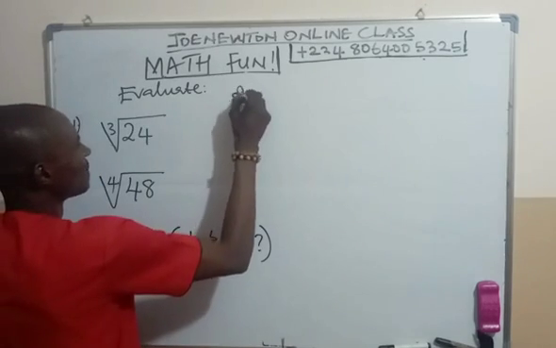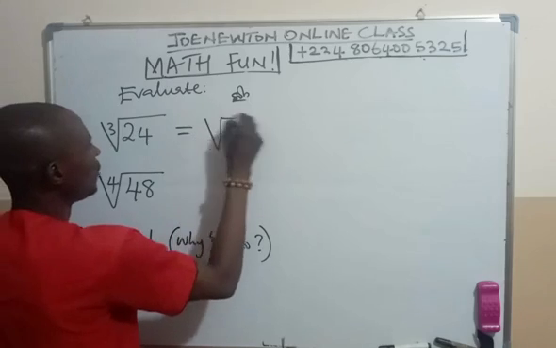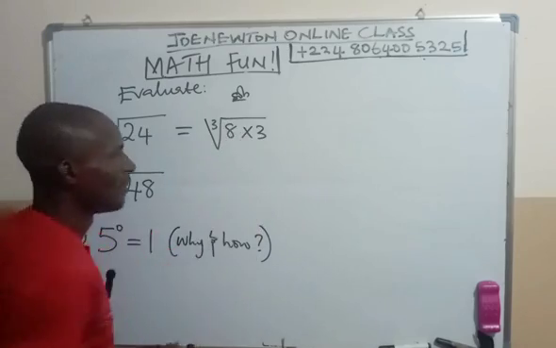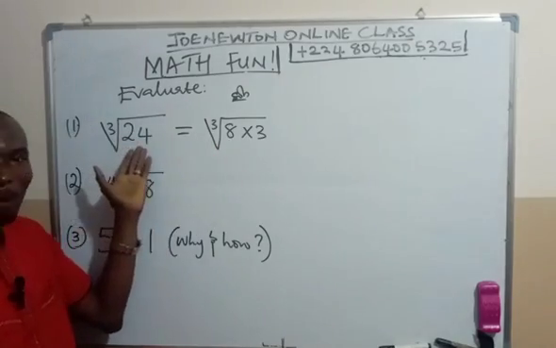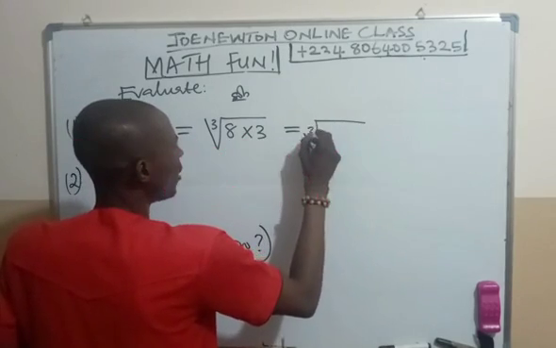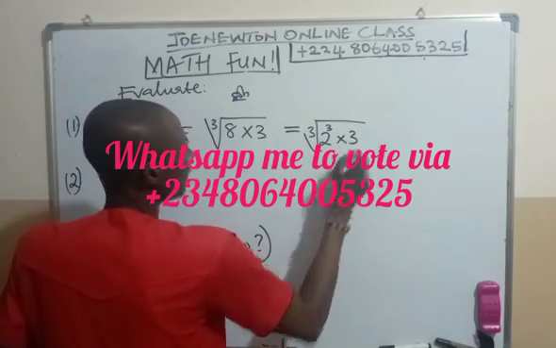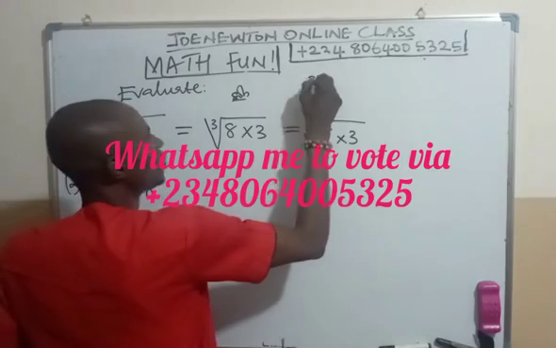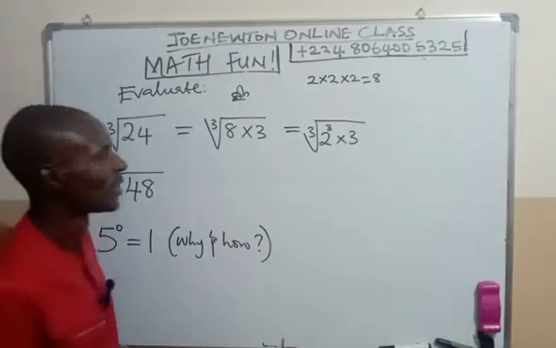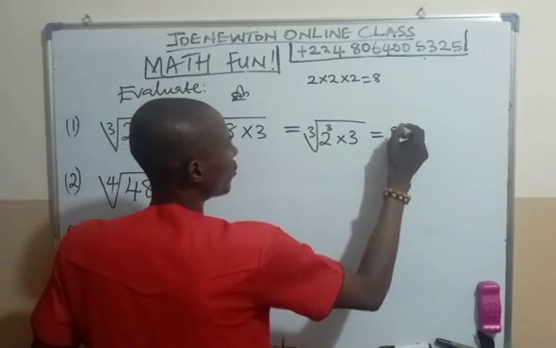In our solution, let's take it from here. This is simply cube root of 8 times 3, because 8 times 3 will give us 24. Then that will give us cube root of 2 raised to power 3 times 3. How? Remember that 2 times 2 times 2 is equal to 8. That is 2 raised to power 3.